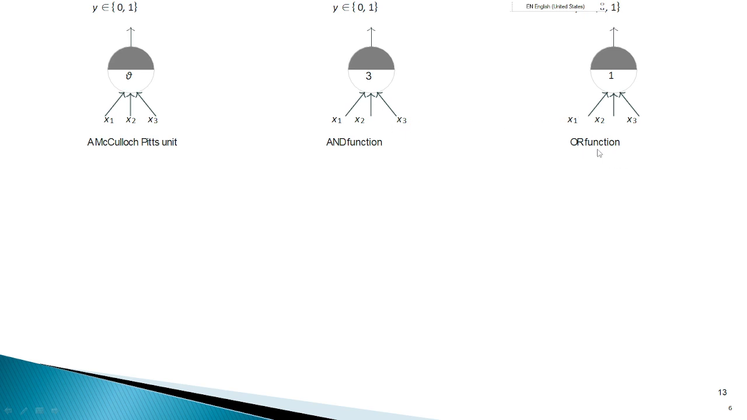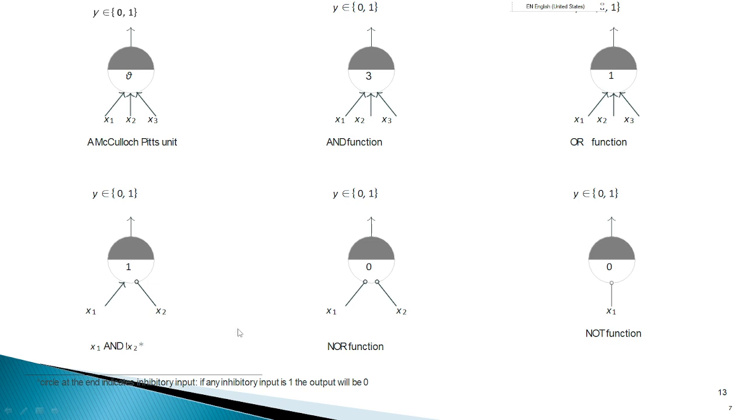Then for the OR function the threshold is 1, because if at least one of the inputs is 1, the output will be 1. So I should go for the threshold as 1. Then x1 and not x2. Just work it out. Here, the bubble at x2 shows that this is an inhibitory input. x2 is inhibitory. That means if x2 is 1, the output will always be 0 irrespective of x1. Just work it out.